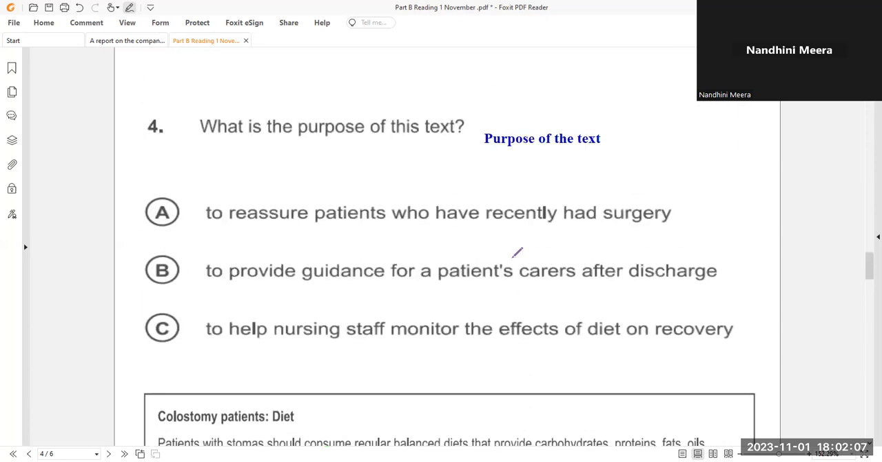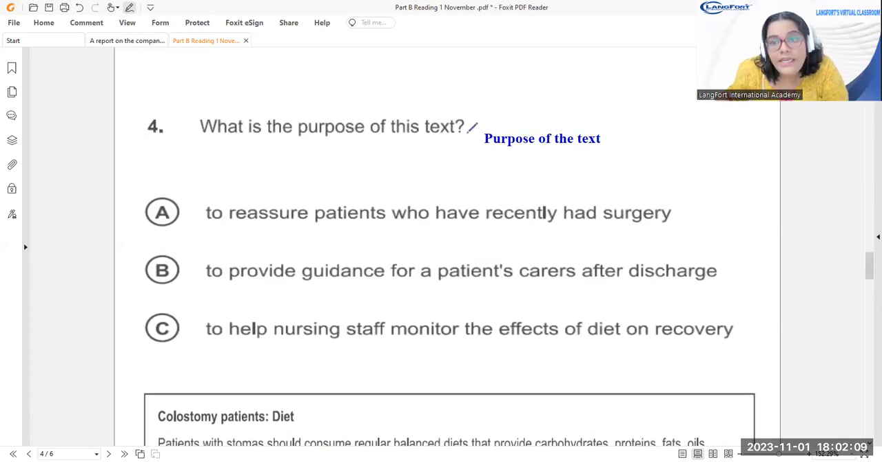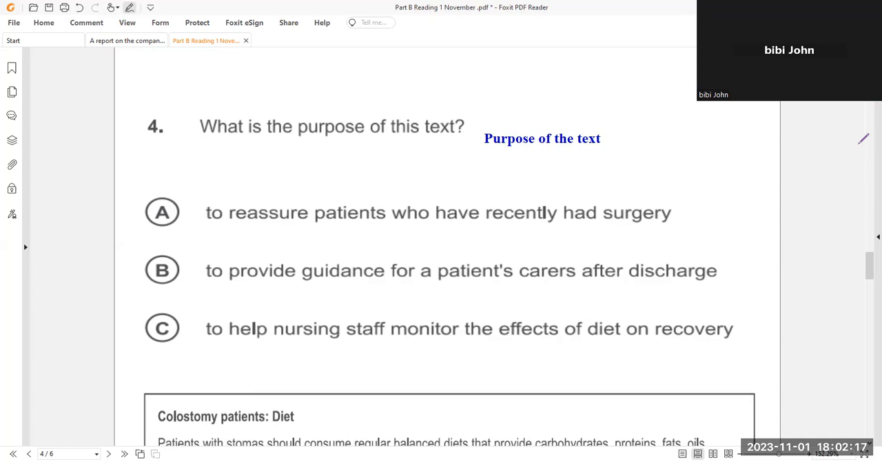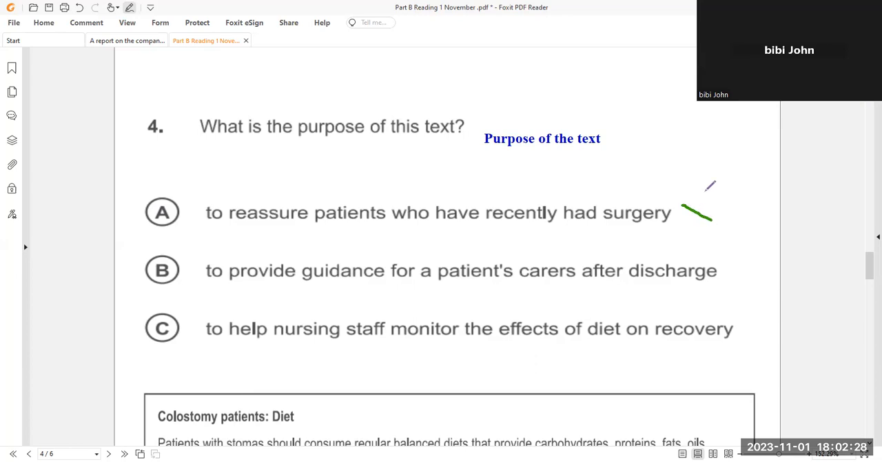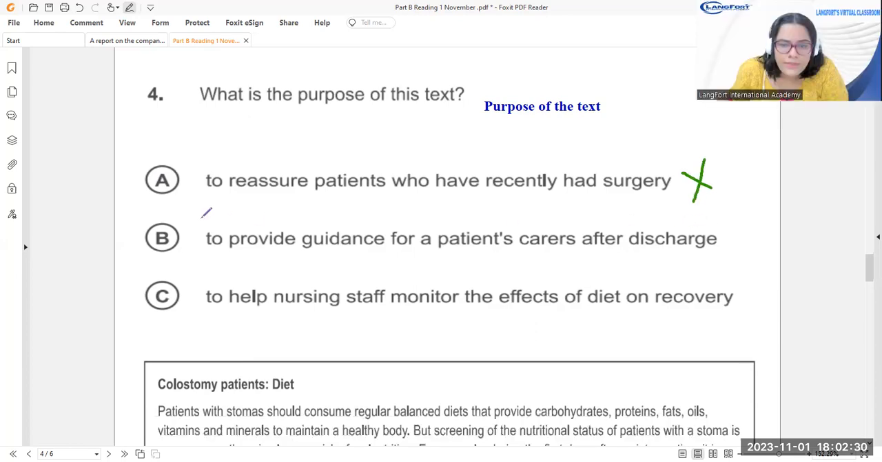Okay. All right, so let's have a look at the options. As you can see, this question ends in a question mark, so you don't need to read the question, just read the options one by one. Option A, to reassure the patient who have recently had surgery. Do you think this entire extract was to reassure the patients who recently had the surgery? No, it was not for the patients, right? No. Next one.